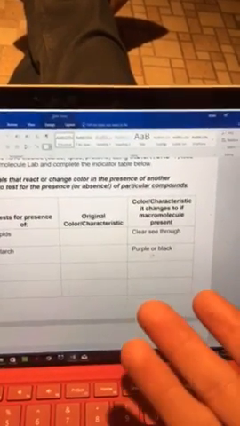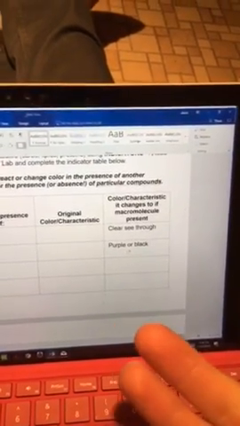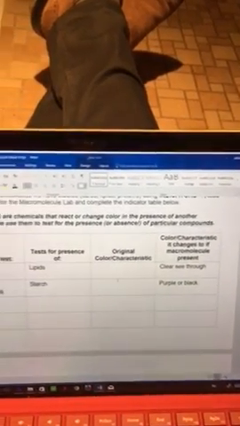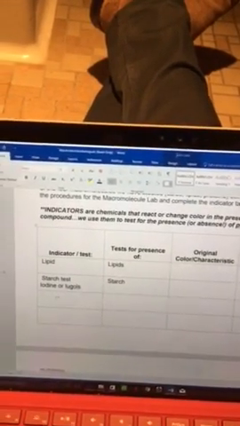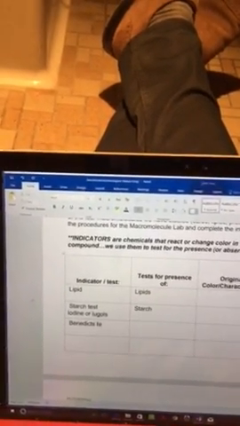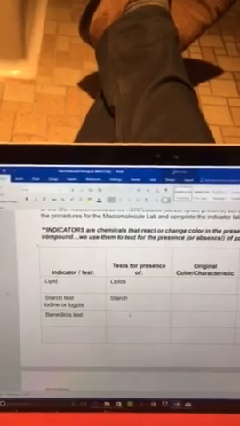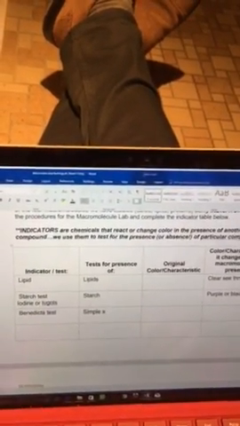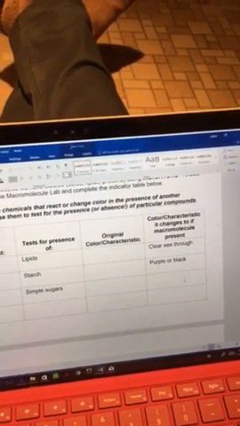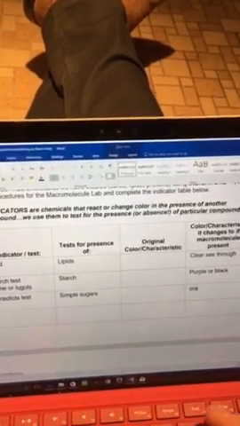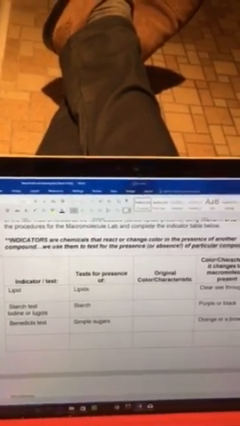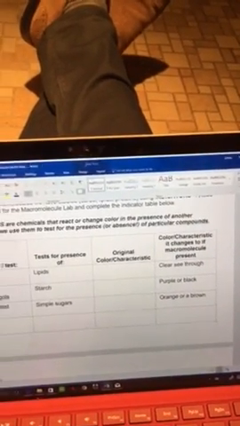So if you don't have a purple or black color, like if you have a green, a blue, or a yellow, that means it's negative. That means that substance does not have a starch. Remember, starches are complex sugars. The next test that we're going to do is the Benedict's test, and that's going to test for simple sugars. The color that you're looking for to see if it's positive is going to be an orange or a brown.